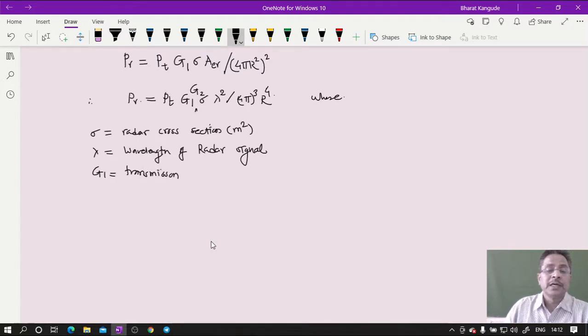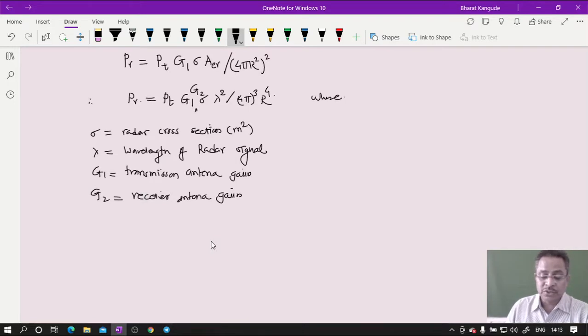Transmission antenna gain. Okay, I don't know how many of you know this word. In electronics, you might come across this particular point, gain. What do you mean by gain? Transmission antenna gain. Then G2 is receiver antenna gain.